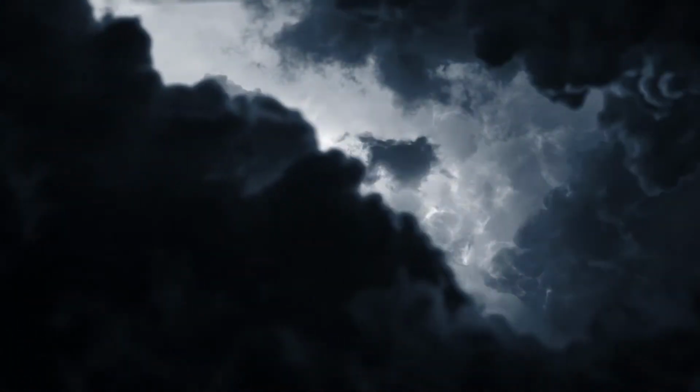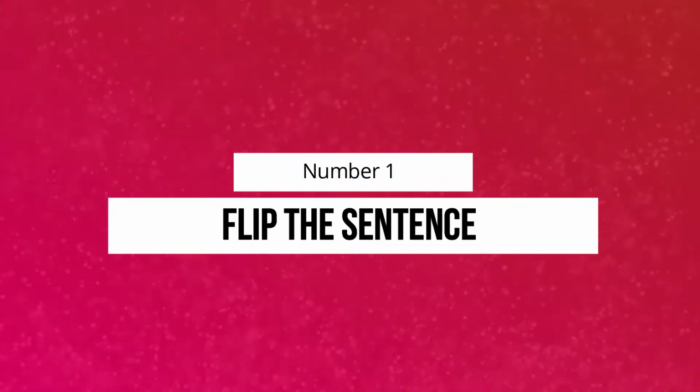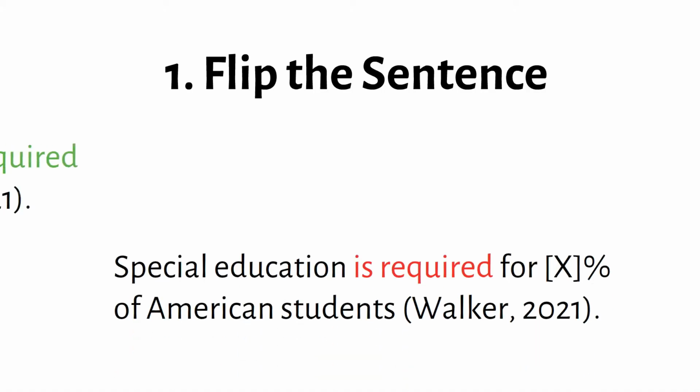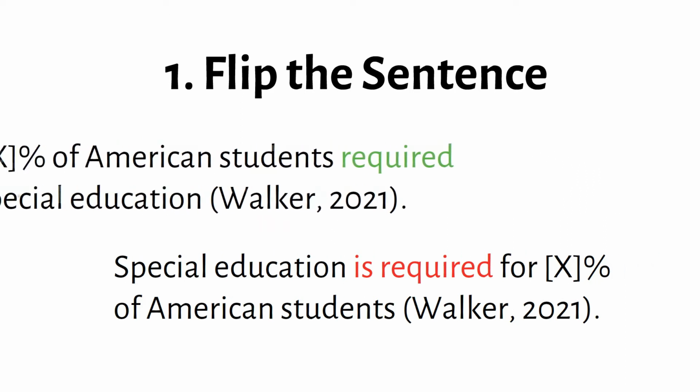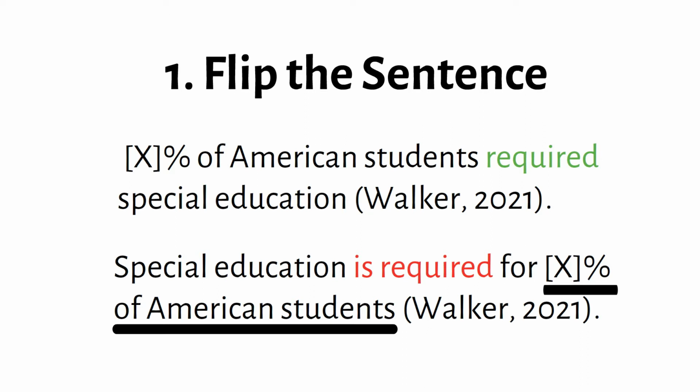Thanks, Nick. First, let's recognize the most common culprits to avoid: is, are, was, and were. Let's examine how to flip the sentence. Here, is required as the passive verb. In this revised sentence, you will notice that we simply flipped the content at the end and placed it in the beginning to eliminate the passive verb is.